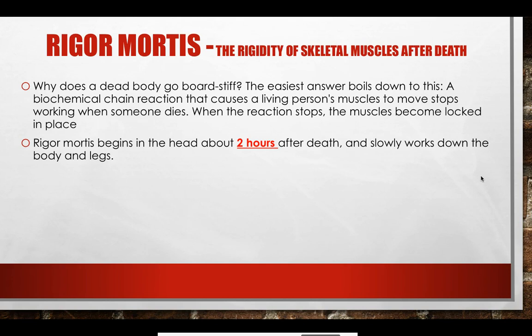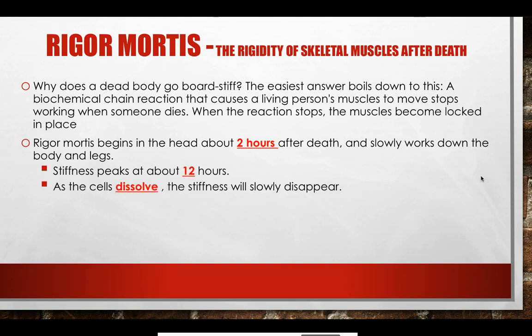So rigor mortis is kind of a gradual stage. It's a progression of events. So this usually sets in the head after 2 hours after death and slowly works down the body to the legs. So by seeing how stiff that individual is, you can sometimes guesstimate when they had passed on. So stiffness peaks around 12 hours. So this means that the body is very stiff and you have to use some pressure in order to move the limbs or anything like that.